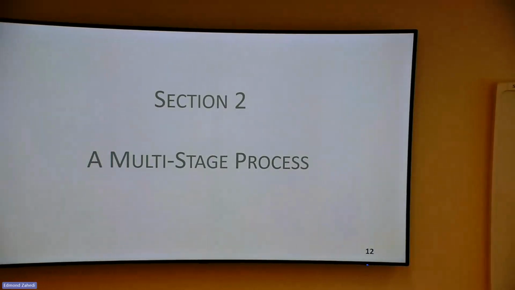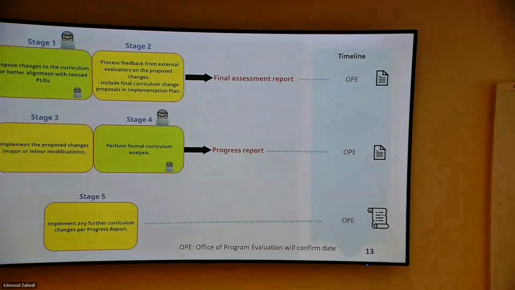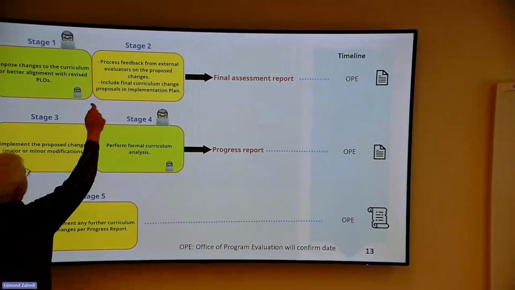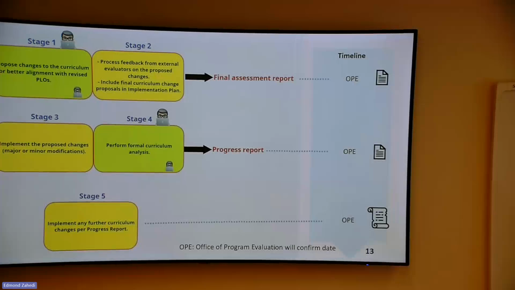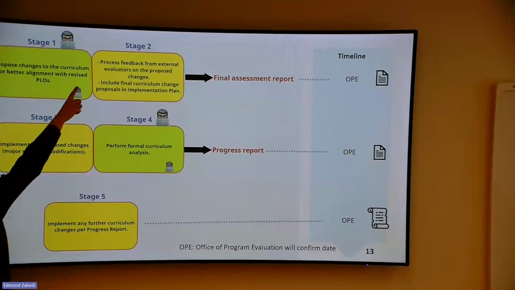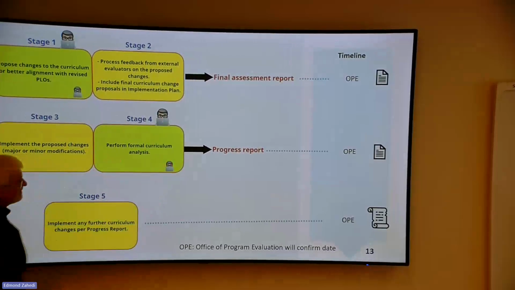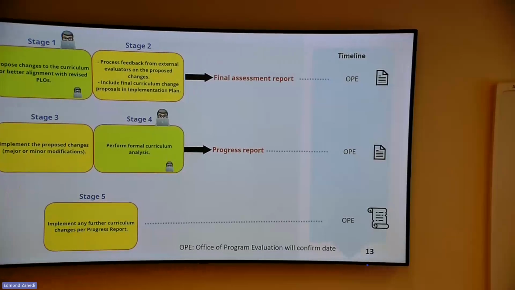So it's a multi-stage process. I present to you the new process that is being worked out. We have basically 5 stages, stage 1 to 5. And the stages with my emoji on it are the stages where yours truly will support you. So stage 1, propose changes to the curriculum for better alignment with revised PLOs. This is going to be done via an Excel sheet that is easy to use, and that's why it's very rapid. I'm going to show it to you.